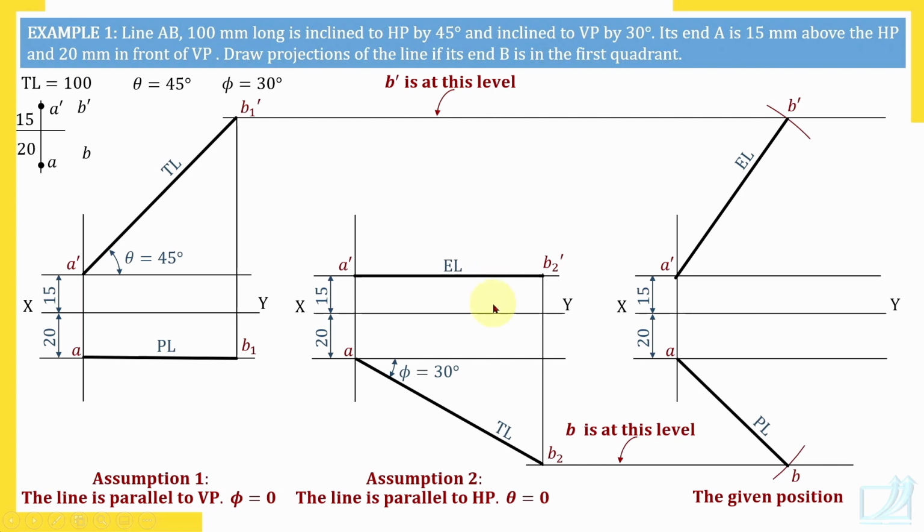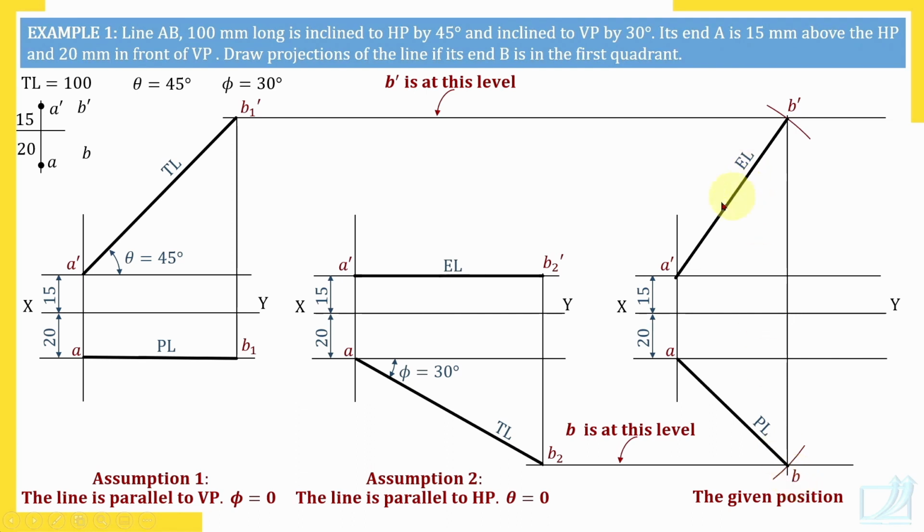Now, as I told you, the two views of a point lie on the same projector. So if you draw a projector from point B dash, it must pass through B, because B dash and B must be on the same projector. And if B and B dash do not lie on a single vertical line, that means you have made a mistake somewhere here. So let's check it. So from B dash, I have drawn a vertical line and our construction is perfect. B dash and B are on the same projector.